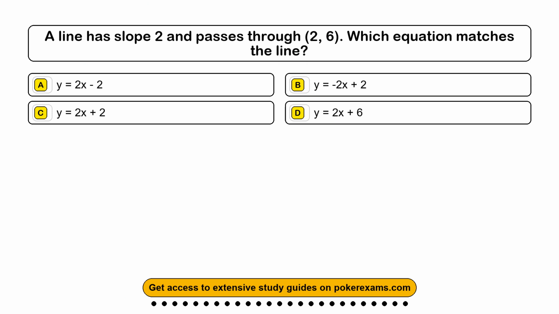Question 14. A line has slope 2 and passes through 2, 6. Which equation matches the line? Option A, y equals 2x minus 2. Option B, y equals minus 2x plus 2. Option C, y equals 2x plus 2. Option D, y equals 2x plus 6.